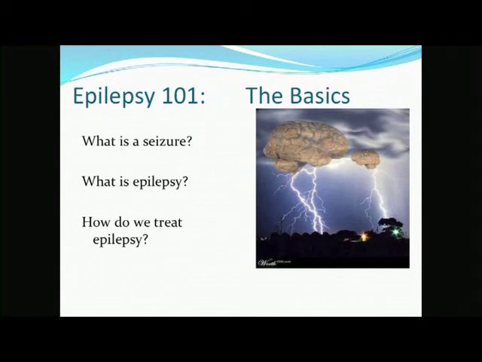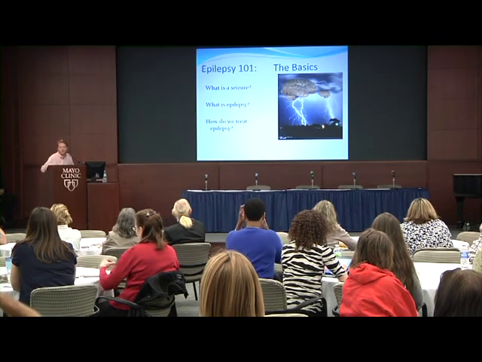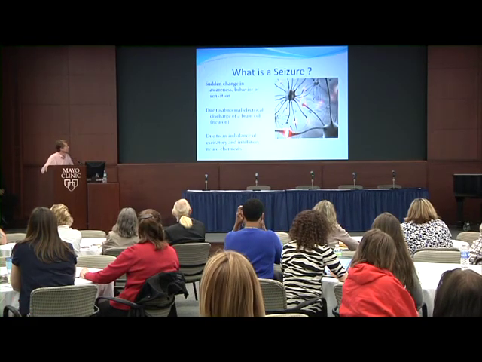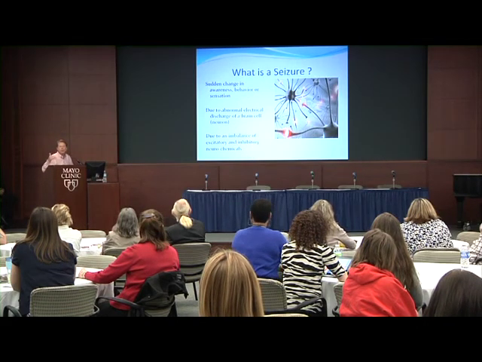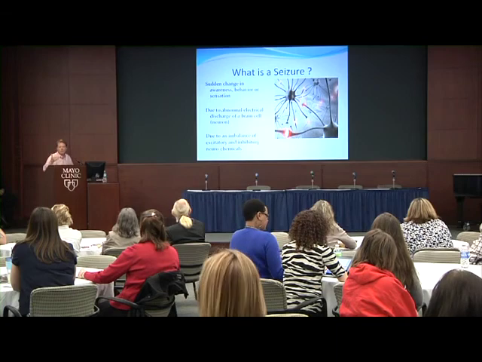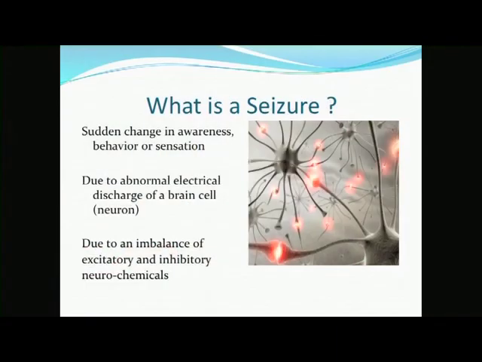The slide to the left there is just a picture I found off Google representing a brainstorm, which is one way to think of a seizure, because it's an electrical discharge from the brain. So what is a seizure? A seizure, clinically, to a person that you're looking at or talking to, is a sudden change in awareness, behavior, or a sensation. And it is due to an abnormal discharge of a brain cell, which we call the neuron.